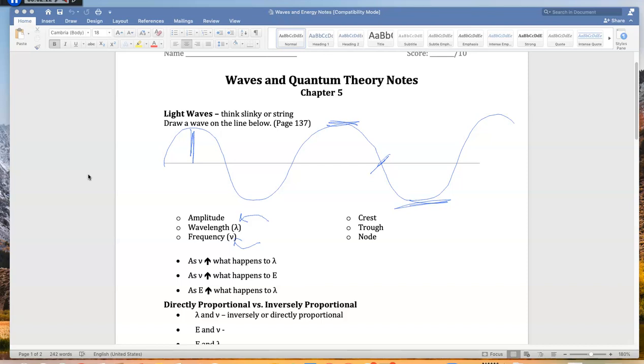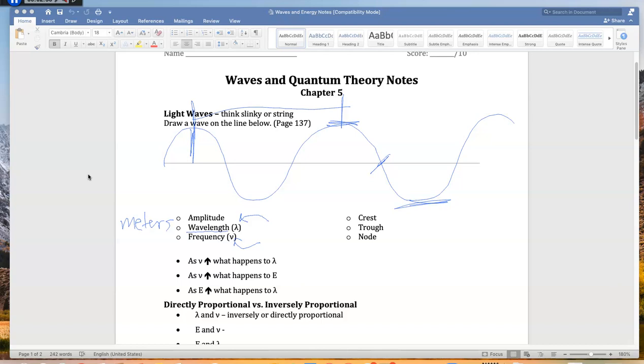How do you measure a length? Yeah, excellent. So a wavelength is from one point to the same point. So a crest to a crest, a trough to a trough. And wavelength is measured in meters. Okay? So radio waves are really big and they're measured in meters. And then light waves are really small. They're measured in nanometers.